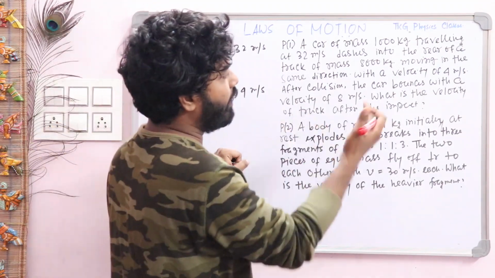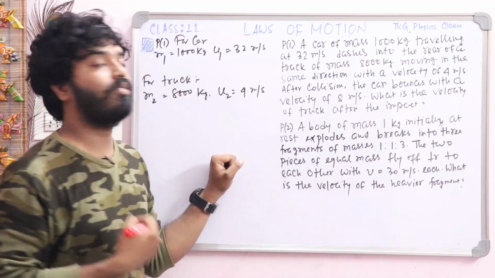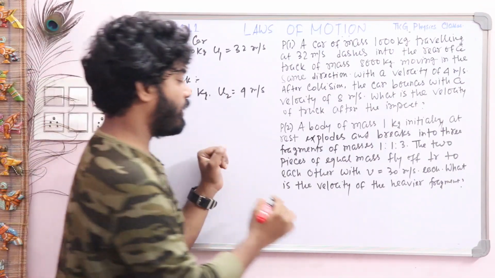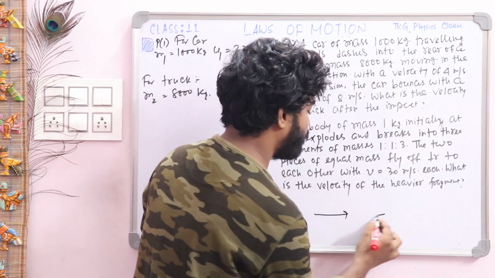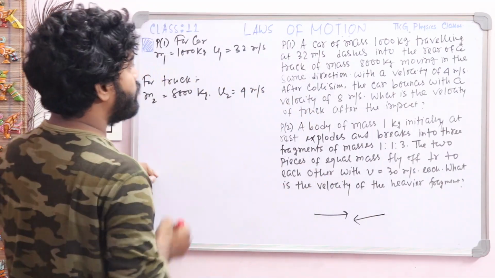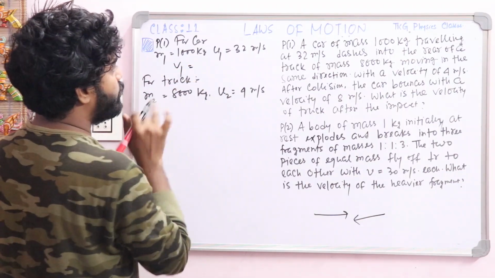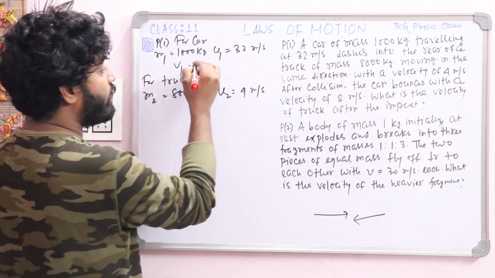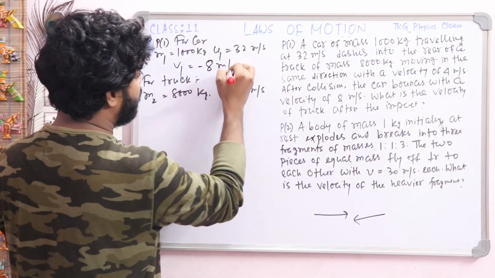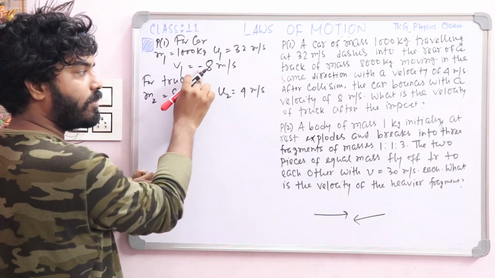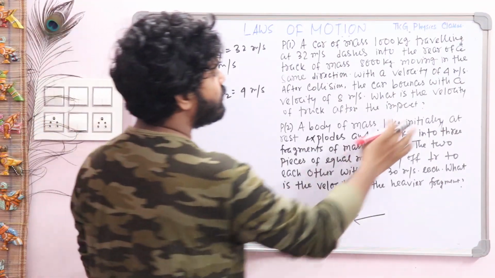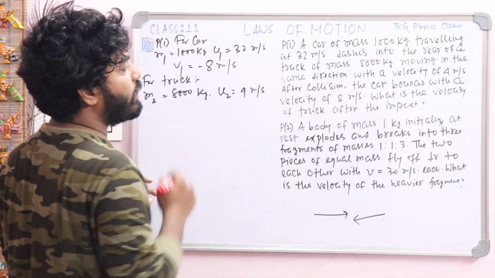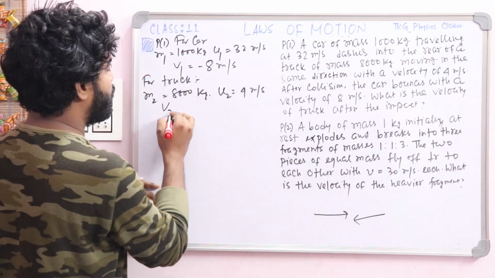Now see, after collision the car bounces back with a velocity of 8 meter per second. The direction of the car changes. If the car was going in that direction, after collision it bounces back. So suppose v1 is the velocity of the car after collision, and the value of v1 is given as 8, but in the opposite direction, so here you have to use a negative sign. You have to find out the velocity of the truck after that impact.